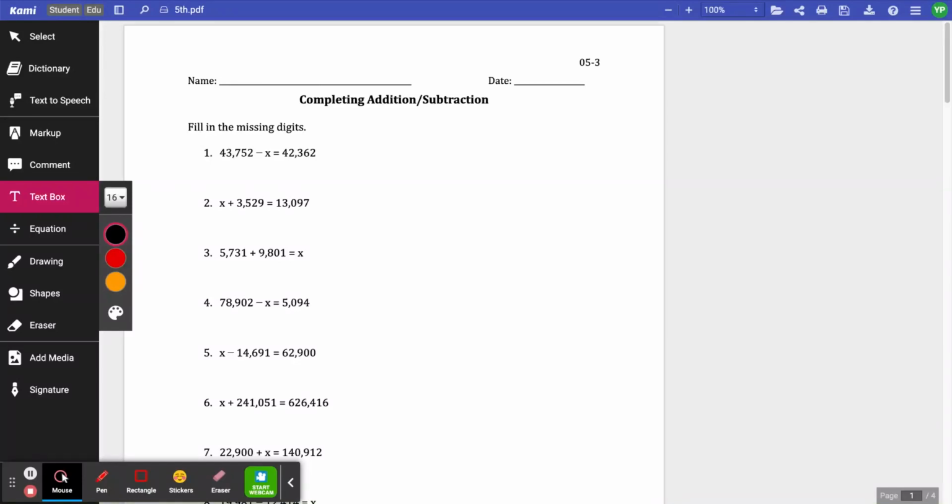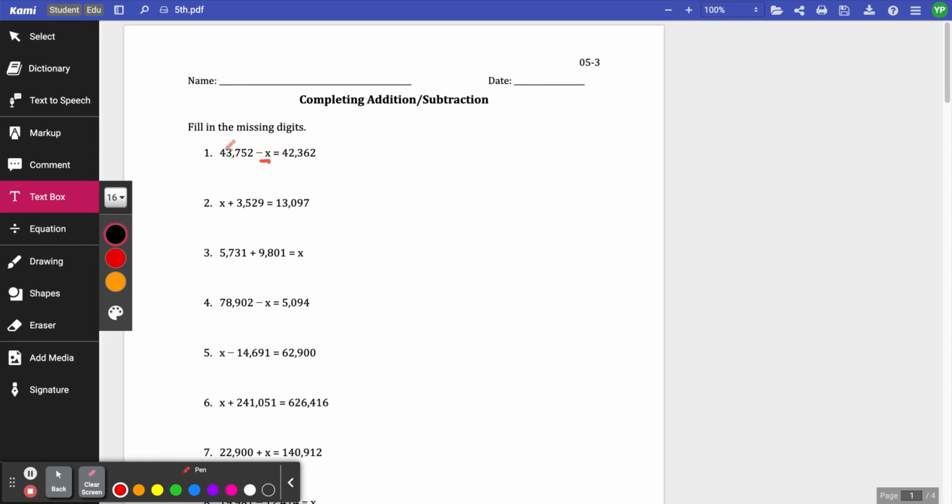Today's lesson is lesson 3, and we'll be learning about completing addition and subtraction, properties of addition, estimating sums and differences, and word problems about estimating sums and differences. And we'll be starting off with completing addition and subtraction. Basically, in order to complete this page, we're going to be looking at x, and we're going to be trying to find x.